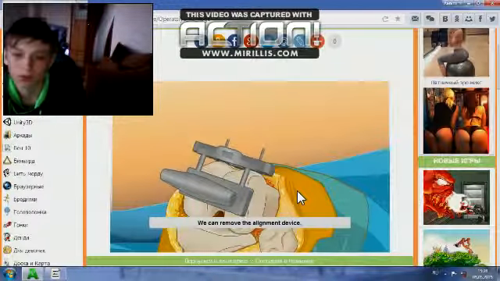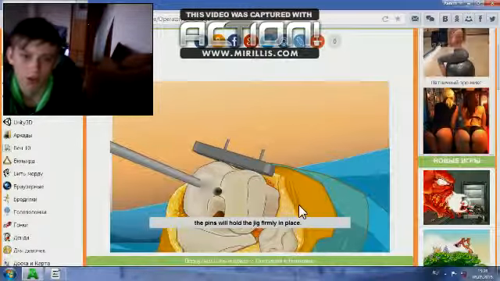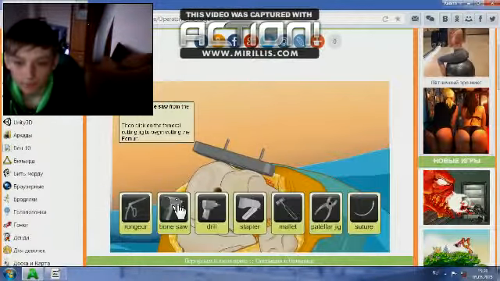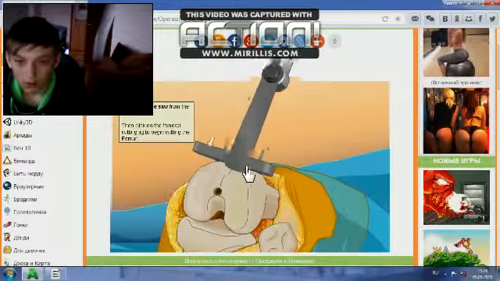We can now remove the alignment device. The pins will hold the jig firmly in place. Now for some real bone shaping. Use the bone saw to cut the bone so it is prepared for the new femoral component.